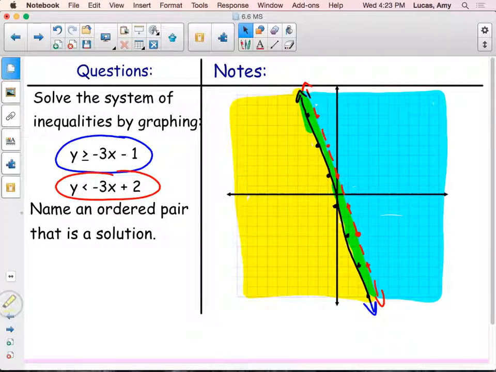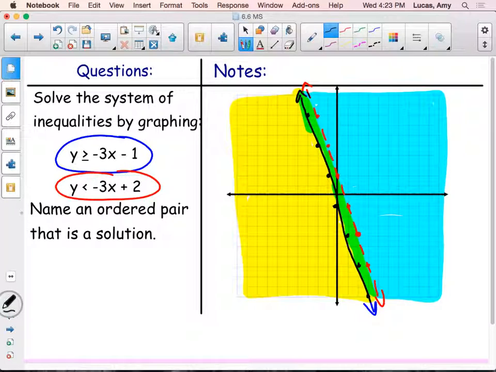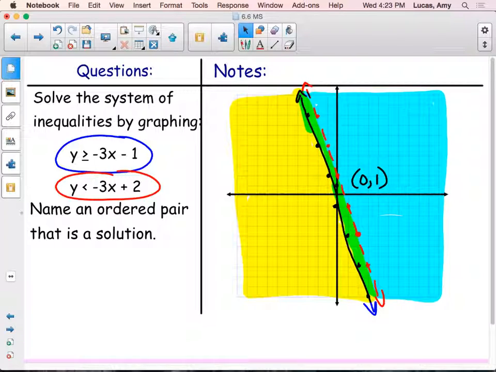So picking an ordered pair this time is pretty tricky. My lines aren't exactly the straightest, but I'm going to say I've got a point right here that looks good to me. So 0, 1, this point right here. And there are some other ones that you can see. It's just a little bit tricky because the shaded region is tiny, the part that's shaded twice. So when the lines are parallel, sometimes it's no solution, but sometimes they do overlap. It just depends on which side you're shading for each of your lines.